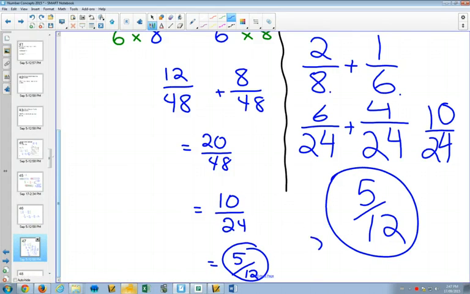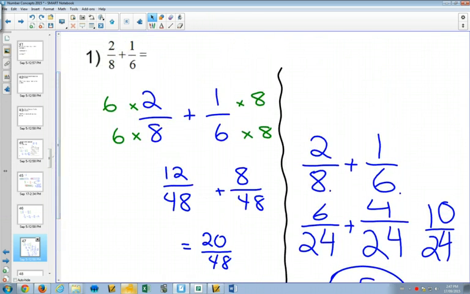Nice. Did anybody do it a different way? See, this is why I like this one. Because one thing that's nice about common denominators is you can always get a common denominator by multiplying by the opposite numbers. So you see that our numbers here are 8 and 6.